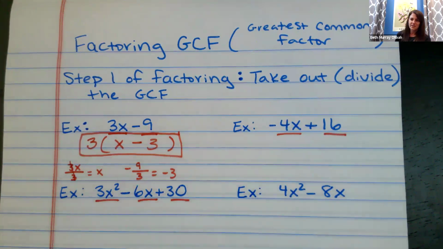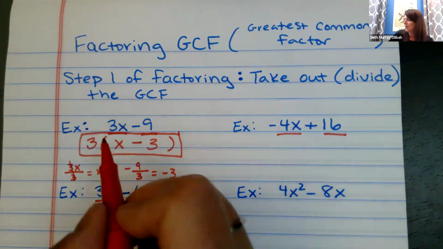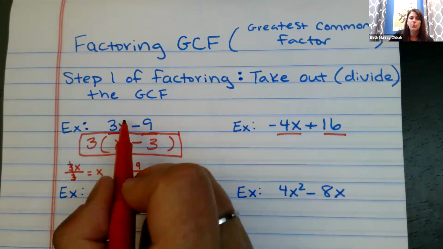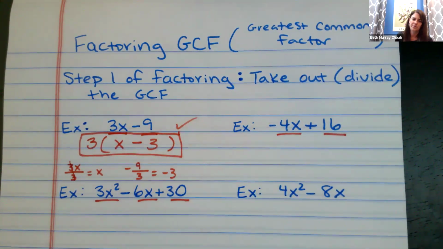You can check to see if you did it right by doing the opposite. So instead of dividing, multiply. If you multiply this 3, which means distribute this 3 back, wouldn't you get 3x minus 9? Yes. So I must have done that correctly.